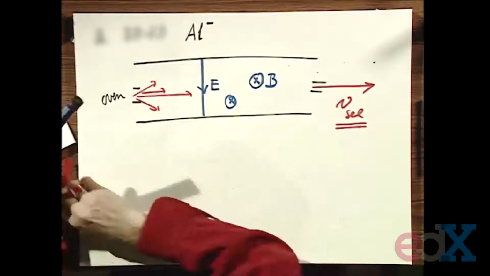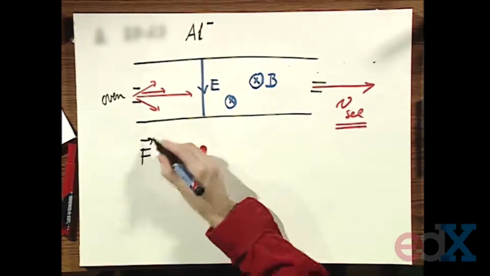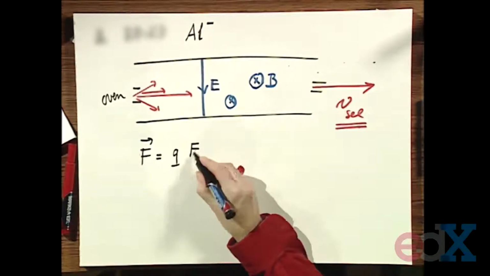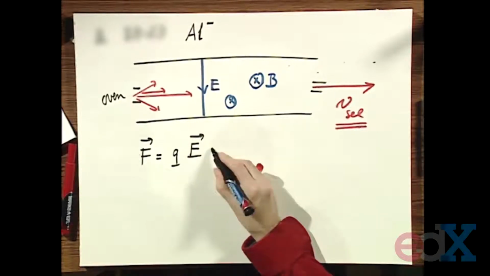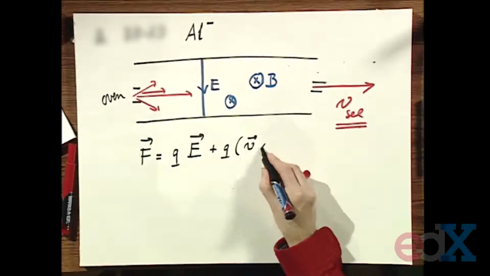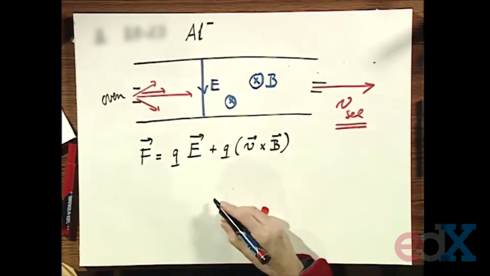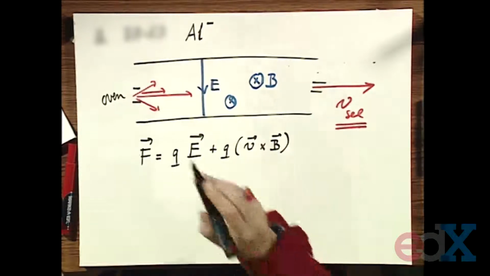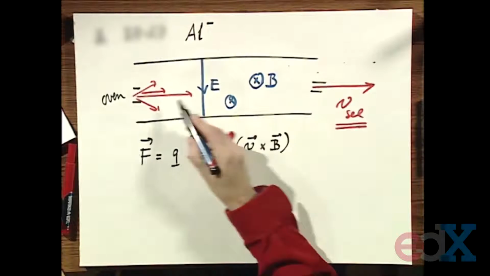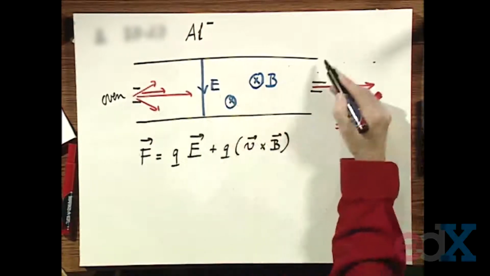And how does that work? The force on these ions equals qE plus qV cross B. Well, if I make the force on these ions 0, then obviously they will not be deflected.